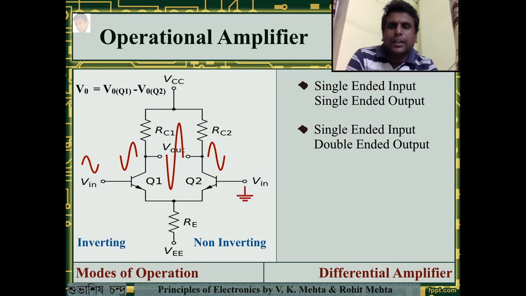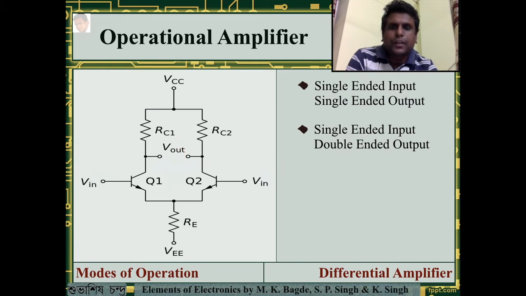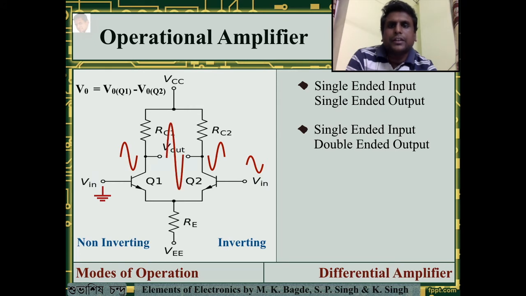It can be done with the other terminal also. If you provide it to the Q2 terminal, this is the non-inverting output, this is the inverting output, and this is the final output. So in case of a single-ended input, double-ended output, the output is amplified and it is a resultant of the two waveforms that are obtained at the inverting and the non-inverting outputs.